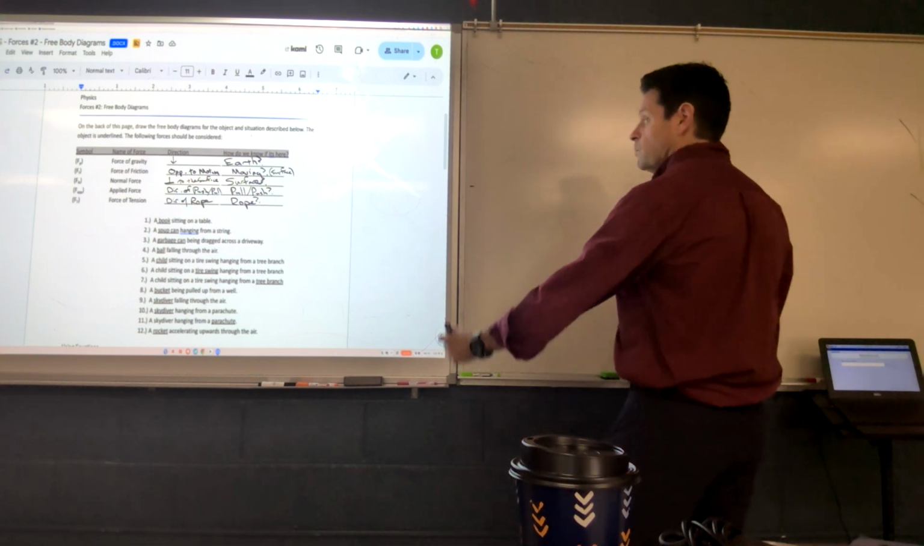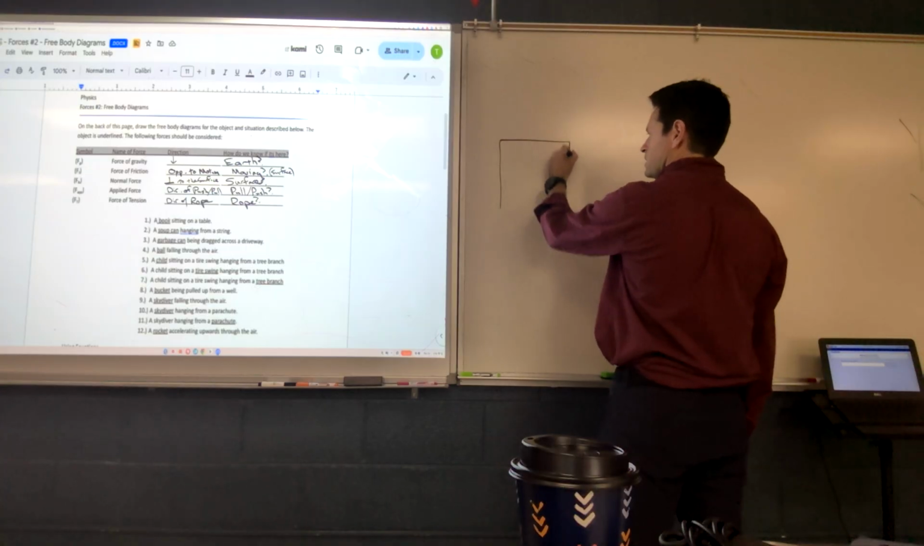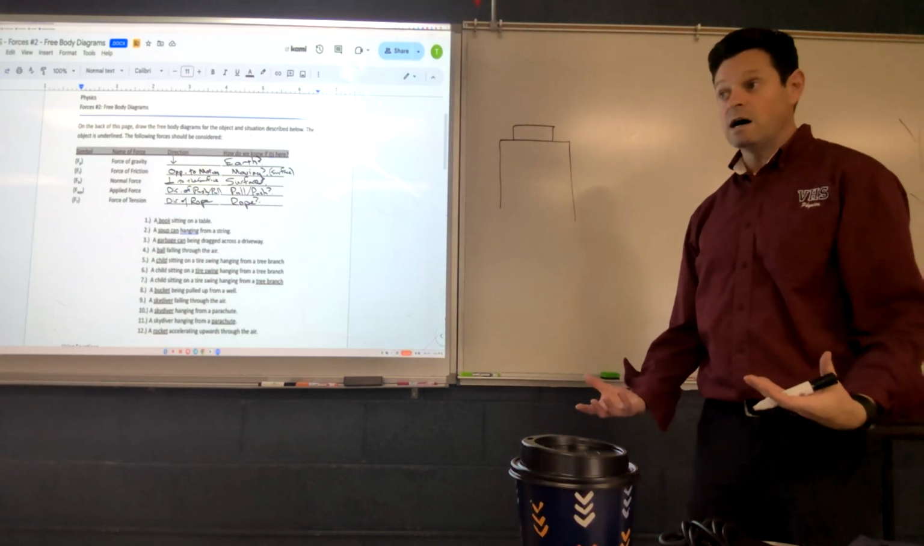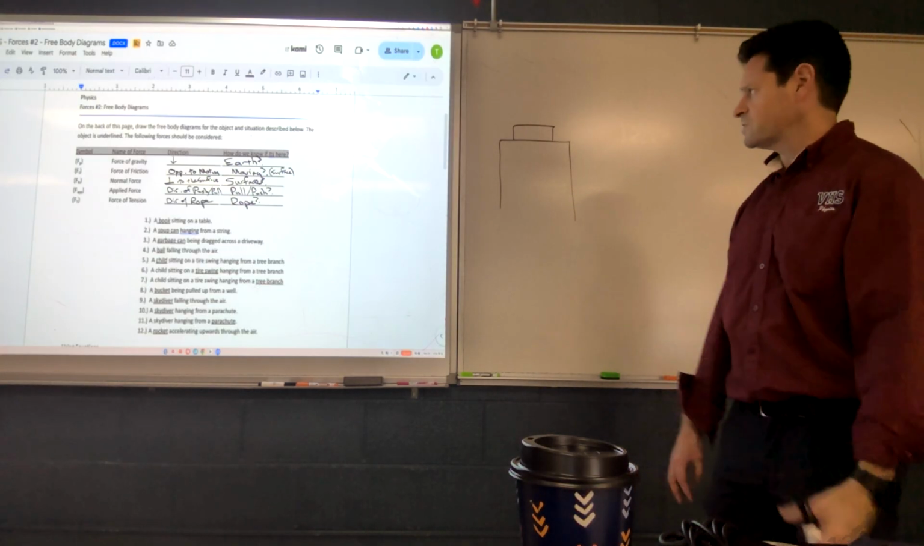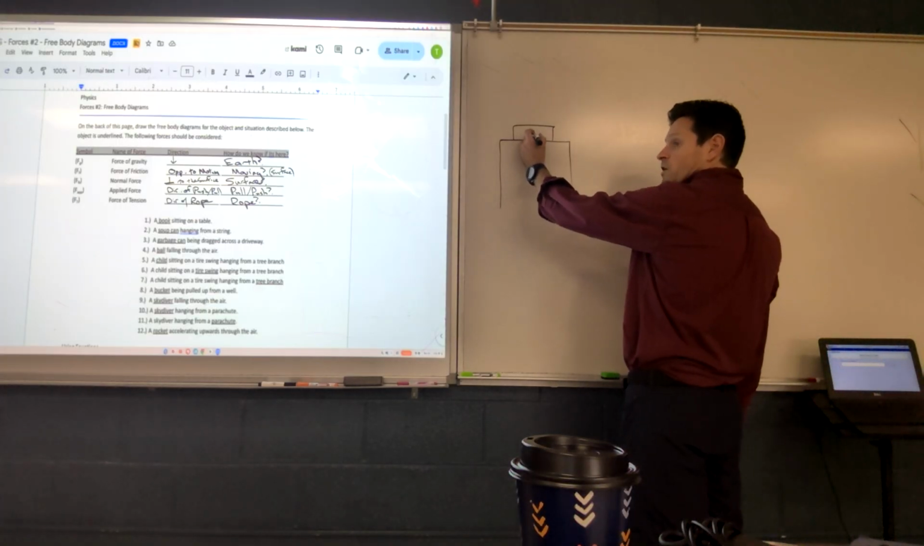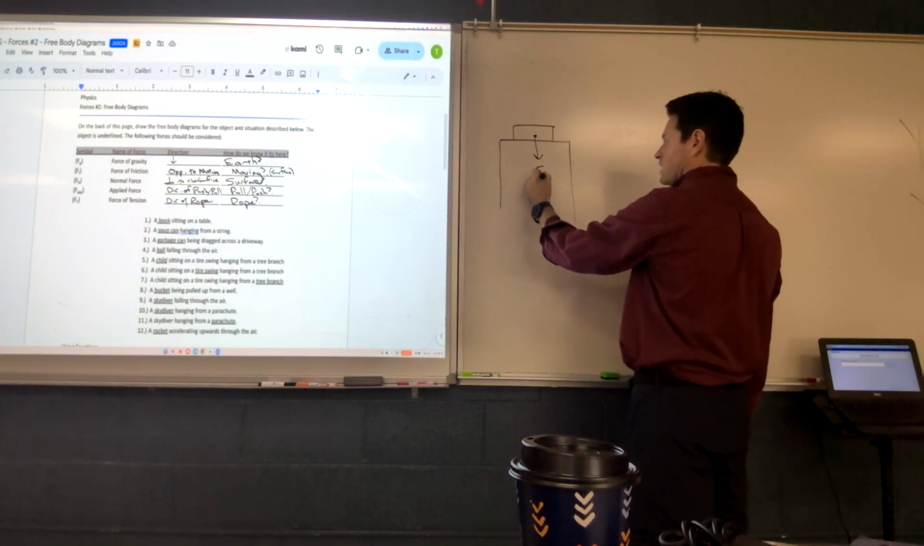All right, so a book sitting on a table. You want to go for simple pictures here. Here's the table. Here's the book. It doesn't need to look like the object. You just need to be able to get a sense of there's an object there. So we'd ask ourselves, is this book on or near the surface of the earth? Yes. So we've got a force acting on it. What's that called? Gravity. Force of gravity. Which way is it going? Down. So we've got force of gravity going down.